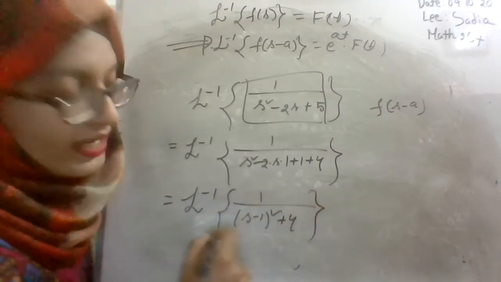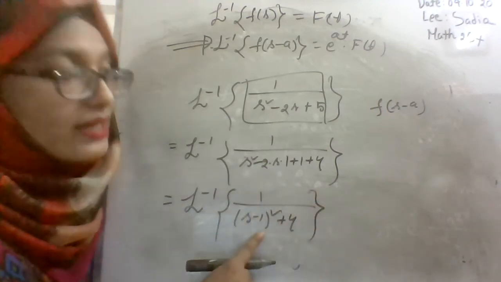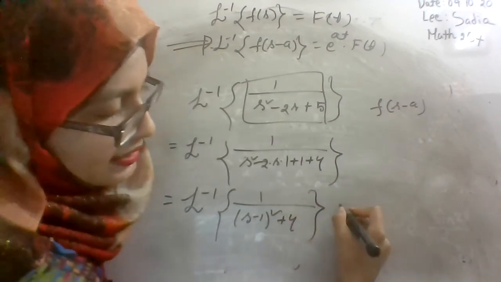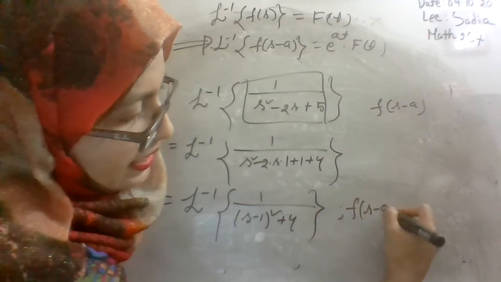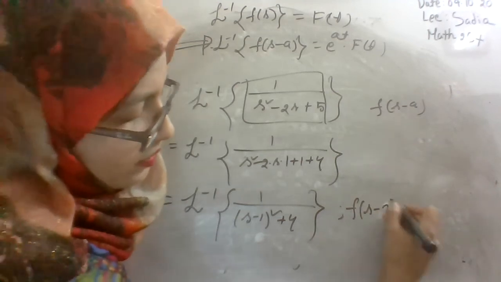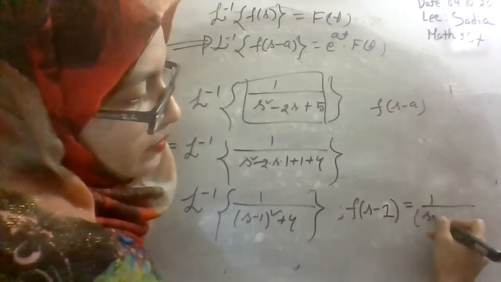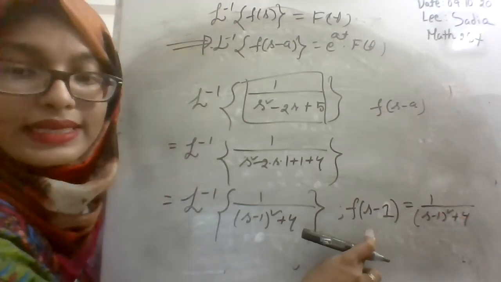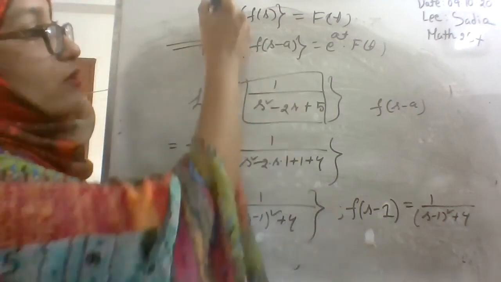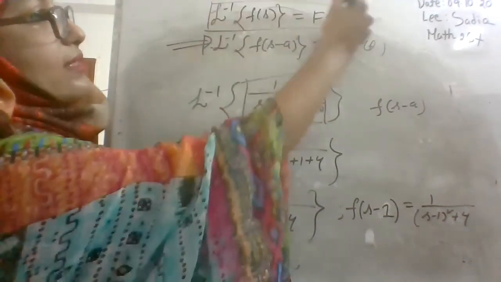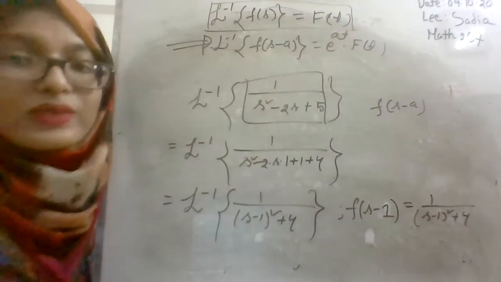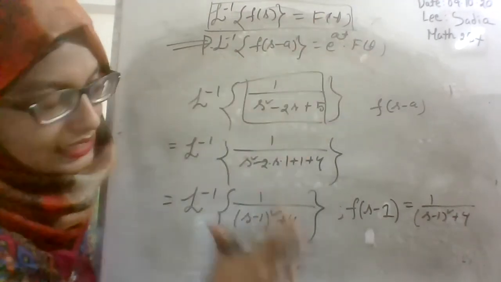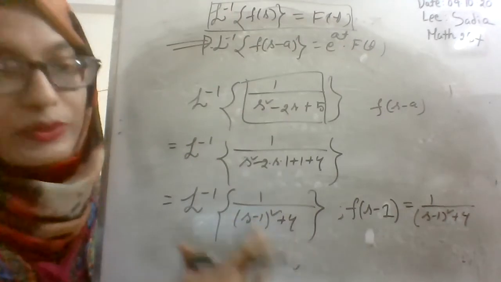So from here we can easily see that s minus 1 is compared with s minus a. So consider this as f of s minus a, or s minus 1, equal to 1 by (s minus 1) whole square plus 4. And from here you have to find f of s, because the condition is you have to find at first the inverse Laplace transformation of f of s, which is f of t, and this result will be used here. This is f of s minus a. So from here you have to find f of s.